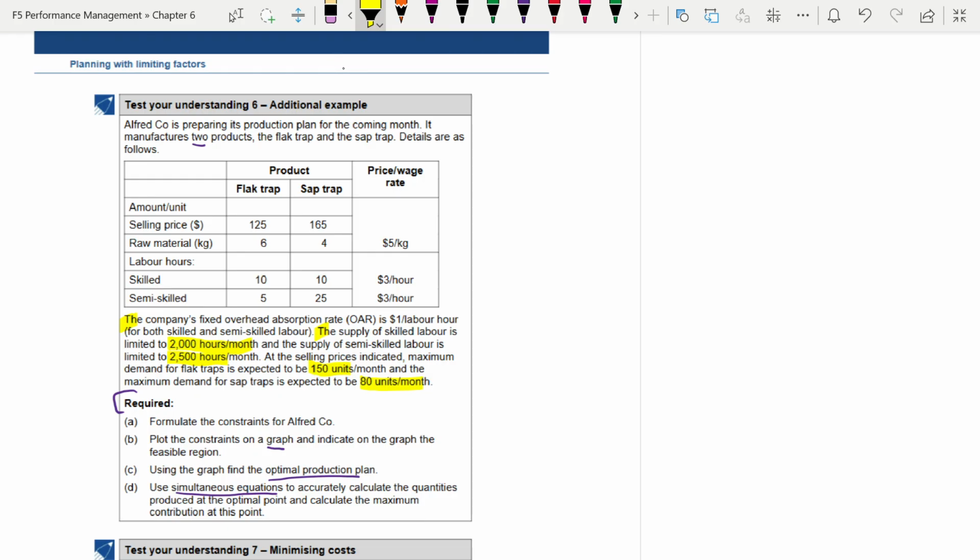Now first you have to name the constraints. What are the constraints? In order to know this, slowly I am putting the things.